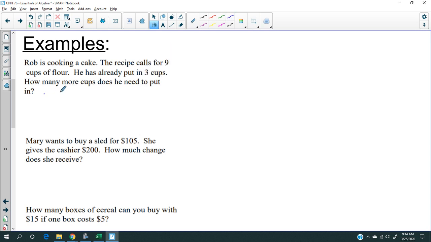Now let's see. Rob is cooking a cake, all right? Please use baking, okay? Let's not cook a cake. Let's bake them. All right, the recipe calls for 9 cups of flour, okay? He already put in 3 cups. How many more does he need to put in? Guys, I'm gonna tell you now, because some of you missed this lesson.